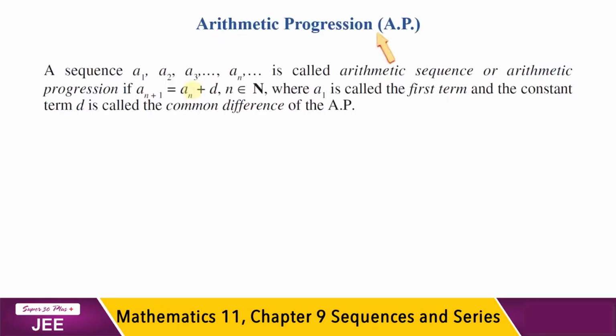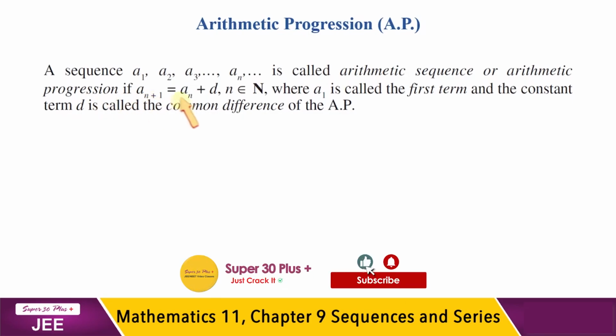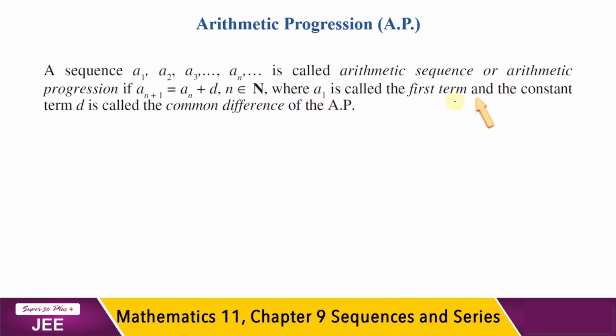Arithmetic progression in short is also termed as AP. So a sequence consisting of these many terms is called an arithmetic sequence or arithmetic progression if a(n+1) equals a(n) plus d, where n is natural, where a1 is called the first term and the constant term d is called the common difference of the AP.